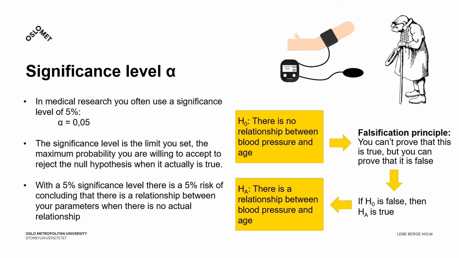So when you have a 5% significance level, there is a 5% risk of concluding that there is a relationship between your parameters when there is no actual relationship.